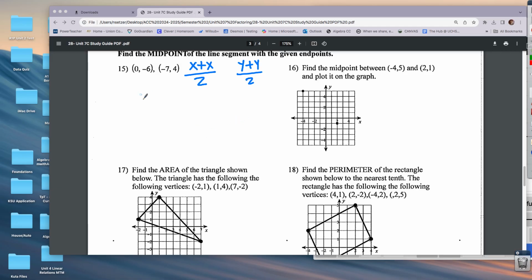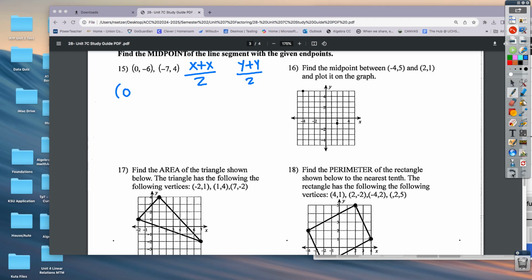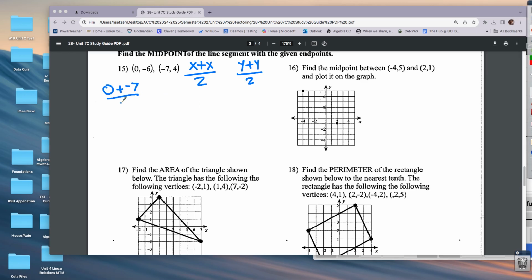That is the middle. So I'll get 0. I don't know why I did a parenthesis. So 0 plus negative 7 over 2. Negative 6 plus 4 over 2. So negative 7 divided by 2 is negative 3.5. And then negative 2 divided by 2 is negative 1. So this would be the middle of those points.